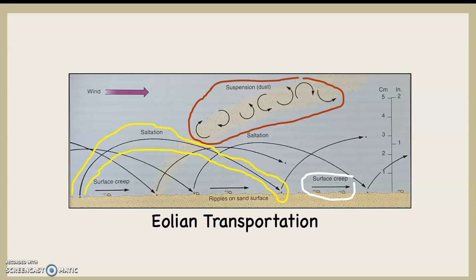Look at this diagram. Where I've circled in the kind of rusty red color, you can see suspension. This is the smallest material. It's the dust that gets picked up by the wind and is carried along in the body of the atmosphere. It's no longer in contact with the ground. We've all had dust get blown in our eyes. This is it. Now you know it's called suspension in terms of Aeolian transportation. Impress your friends. Then if you look at what I've circled in yellow, you can see that this is saltation.